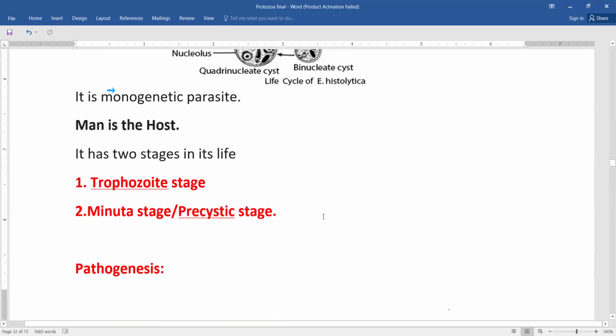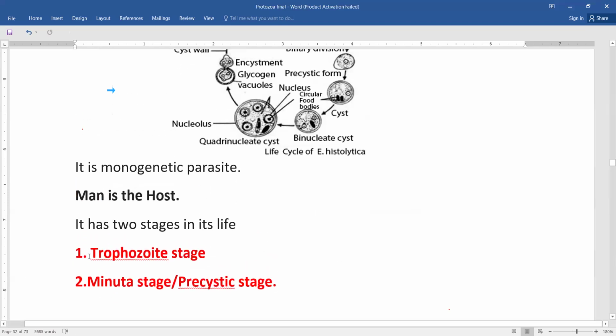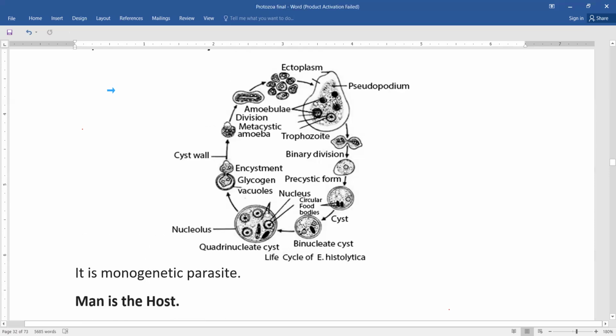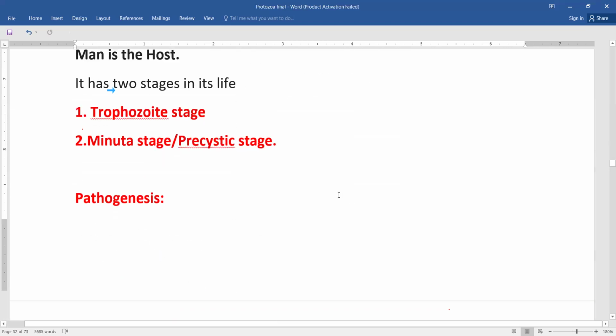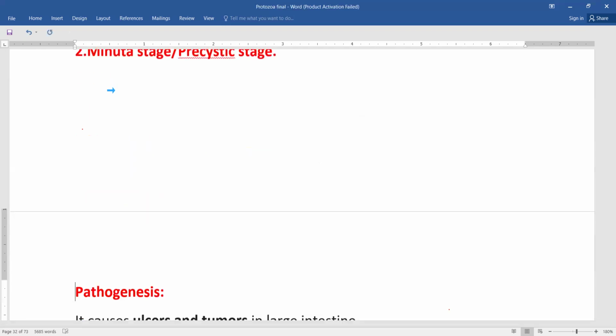There are two kinds of stages. One is the trophozoite stage, and the other is the precystic form or minuta form. You remember those two forms.